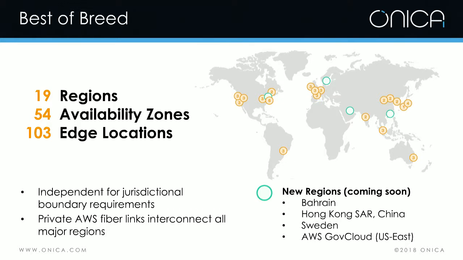In other words, different buildings with different air conditioning and different power. And so they're in the same region, but they're physically isolated, enabling us to build HA solutions. So where we'd use regions for DR and geographic distribution, we use availability zones to build highly available applications. And then layered on top of that, there's 103 edge locations. And these edge locations are points of presence for CloudFront primarily, enabling caching and distribution of content closer to your end users.